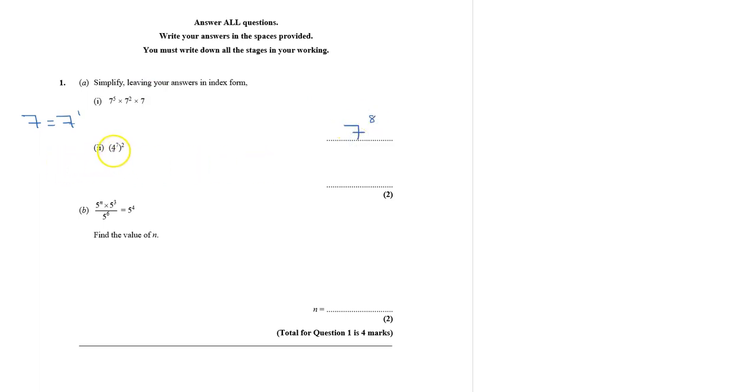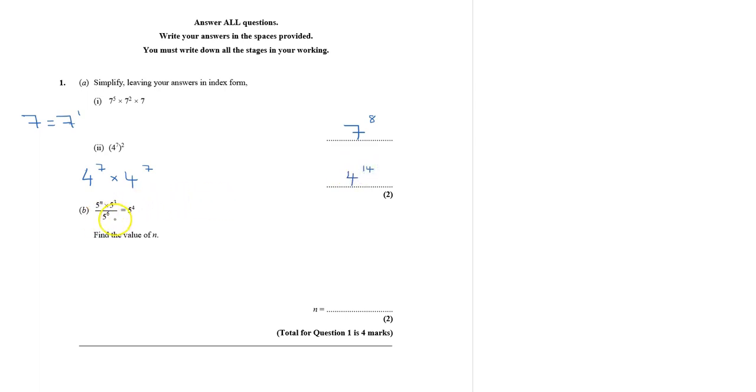For part 2, we've got 4 to the power of 7, all squared. Now, when we have brackets, we multiply the indices, and that's because 4 to the 7 squared is effectively 4 to the power of 7 times 4 to the power of 7. Now, 7 plus 7 is 14, so 4 to the power of 14.